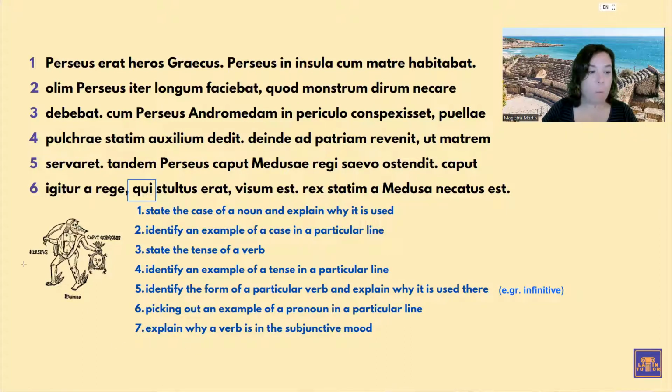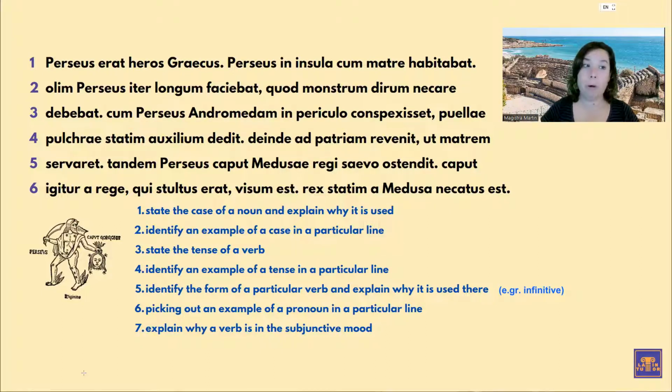Then explain why a verb is in the subjunctive mood. So they might tell you straight away, this is the subjunctive, tell us why. And an example could be, for example, with conspexisse. And then you need to explain that it is because it's in a cum clause. Or you could go the translation route, because it is since he had caught sight of Andromeda.